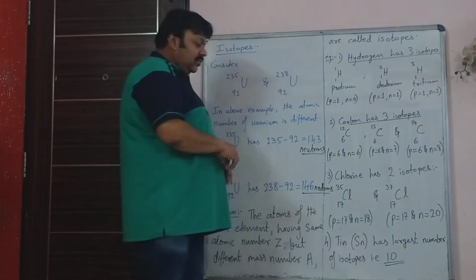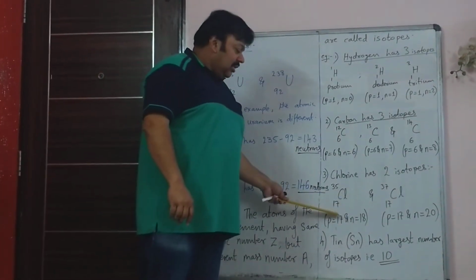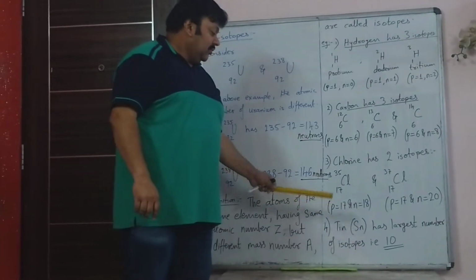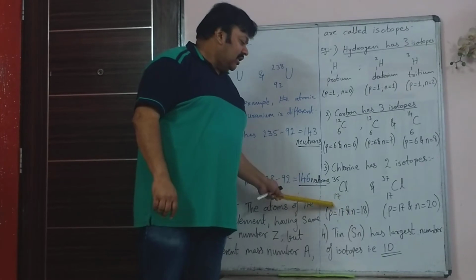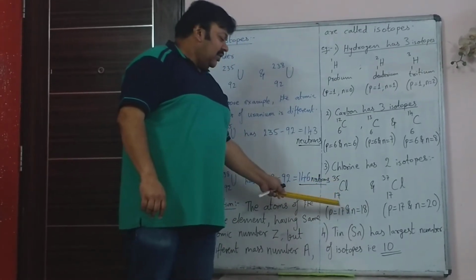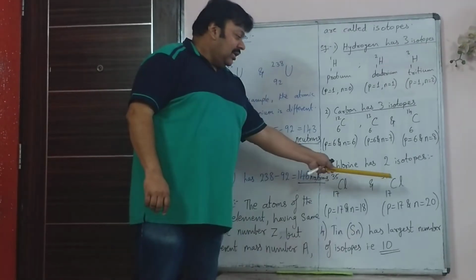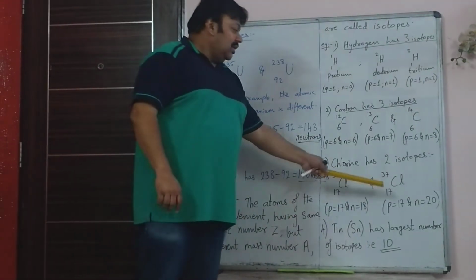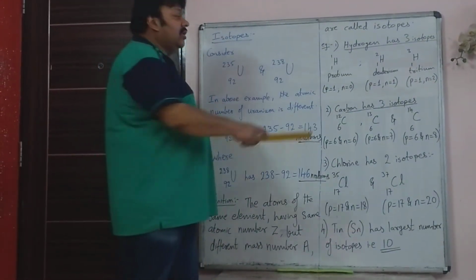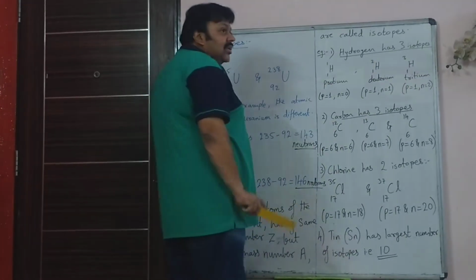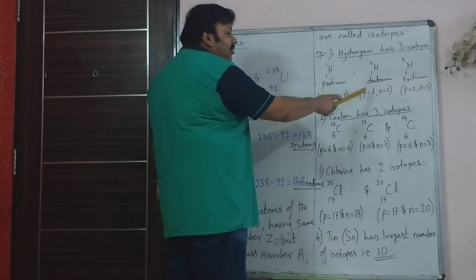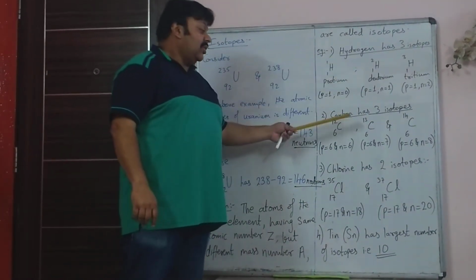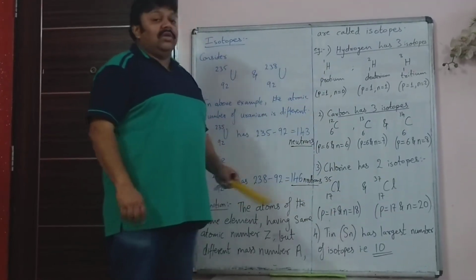Chlorine has 2 isotopes. You know this. Chlorine can be chlorine 17 35 and Cl 17 37. In both cases the number of protons is 17 only, and in this case 35 minus 17, 18 neutrons are there, whereas in that case there is 37 minus 17, 20 neutrons. So in all these cases you will find that the number of protons in the isotope is same. That is why the atomic number is same, whereas mass number changes because the number of neutrons is different in the isotopes.